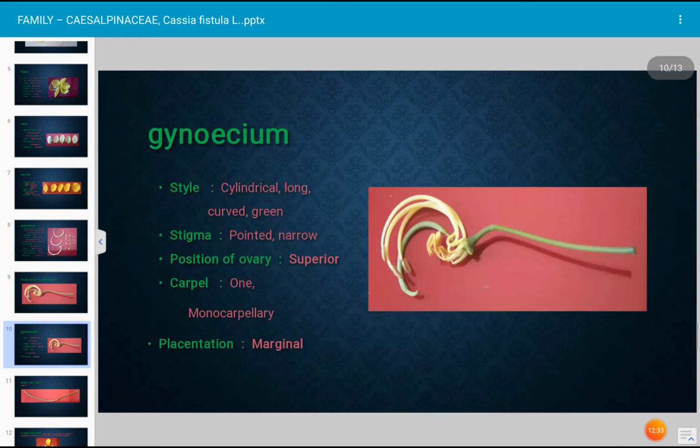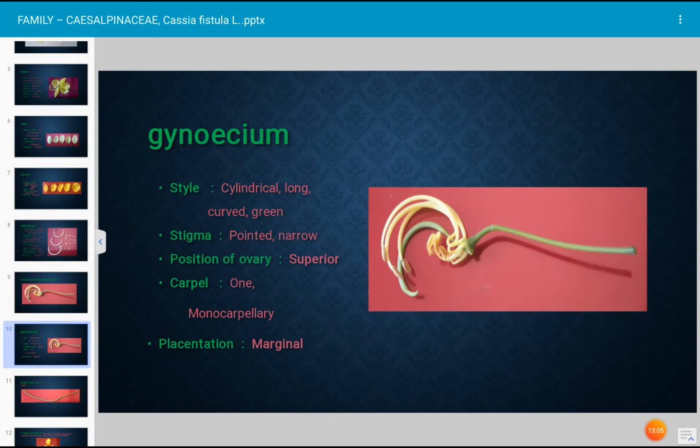Next, here we are showing the gynoecium. It is the female part of the flower. In the photograph, both androecium and gynoecium are shown, but we have to see only the gynoecium here. The green colored ovary, style and stigma together are known as gynoecium. Style is cylindrical, long, curved and green in color. Stigma is pointed, narrow.